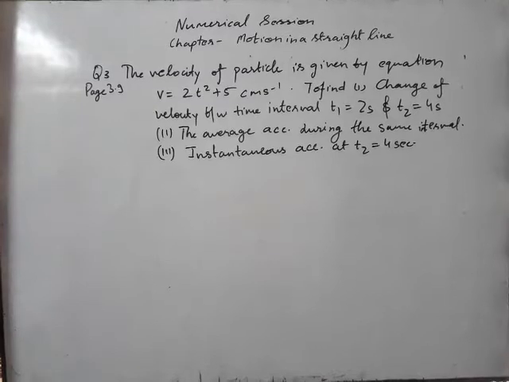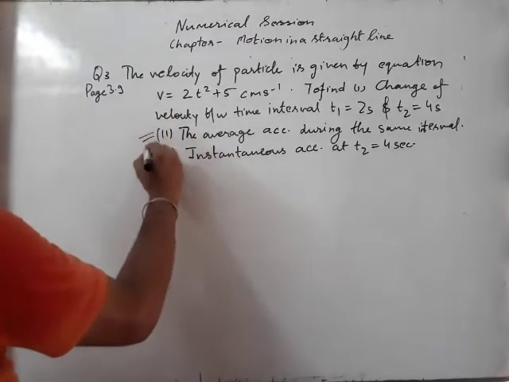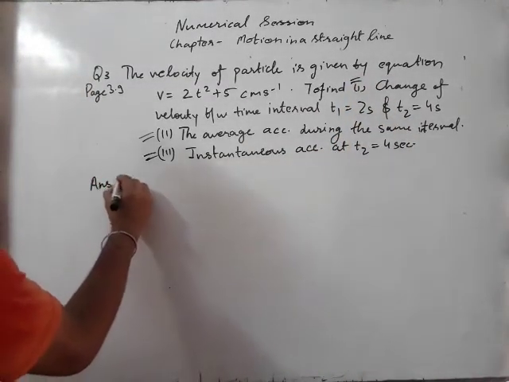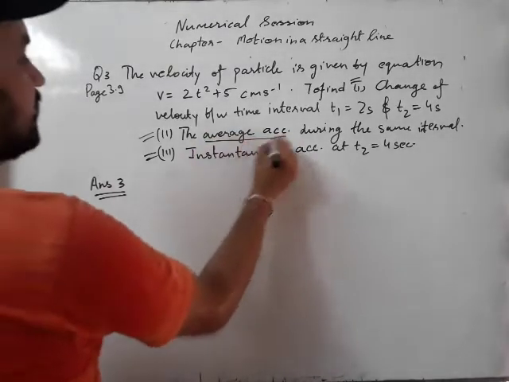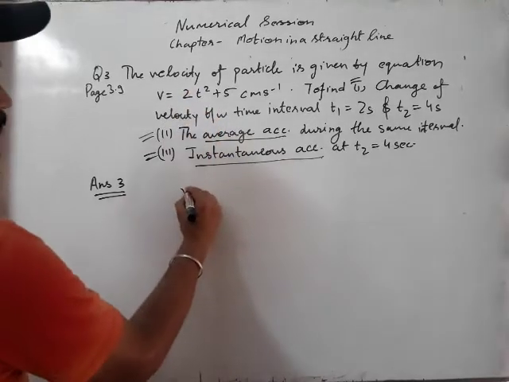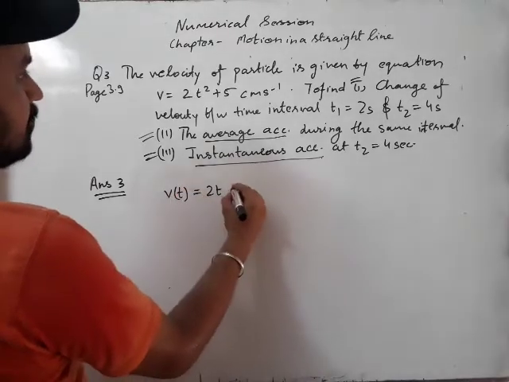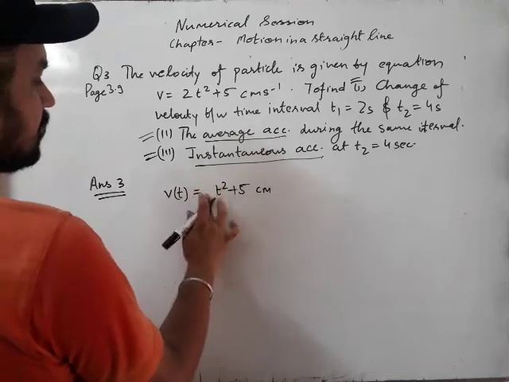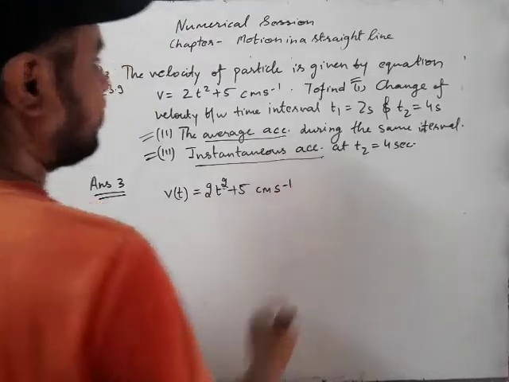Now next is a very good question to understand the concept of average and instantaneous acceleration. Before finding the second and third part, we will have to find the first part first. So kindly pay attention to this numerical, it is quite a good numerical to understand the concept. We have been provided with velocity as a function of time, 2t square plus 5 centimeter per second.